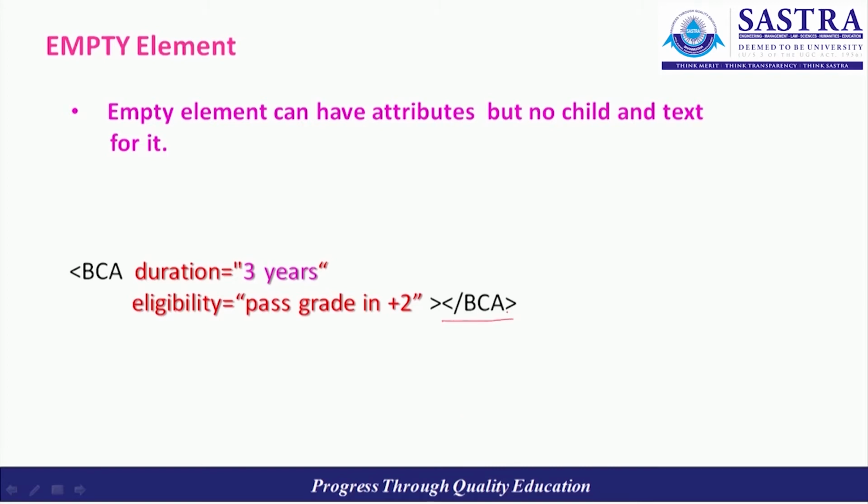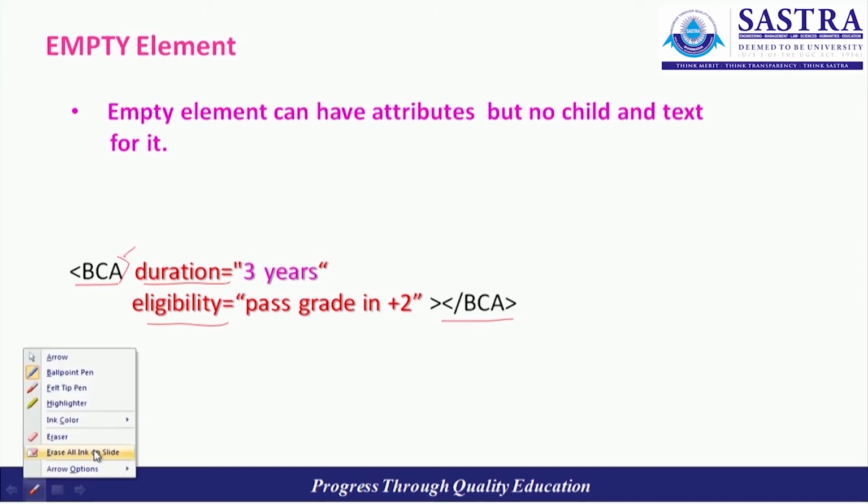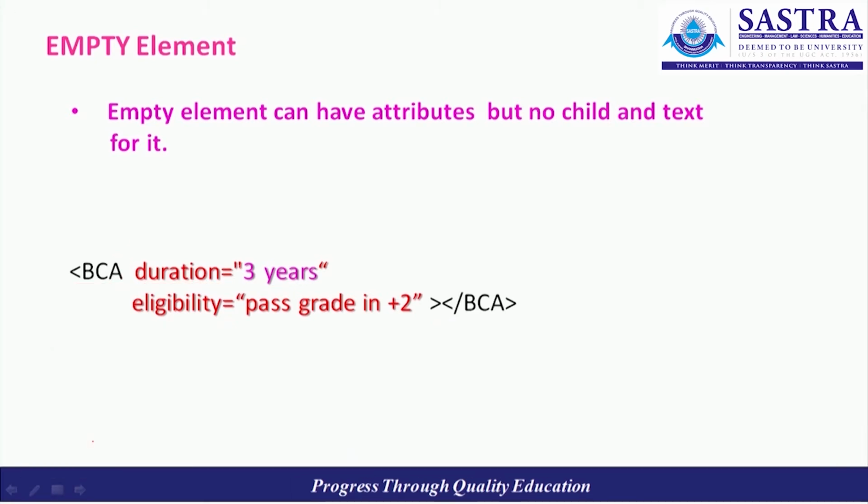This is closed normally, this is the opening element, and this is the closing element. We know why we have not given a closing angle bracket here, because it has the attributes duration as well as eligibility, so it has not been closed like this. That way this element is called an empty element, which is written properly without any mistakes.